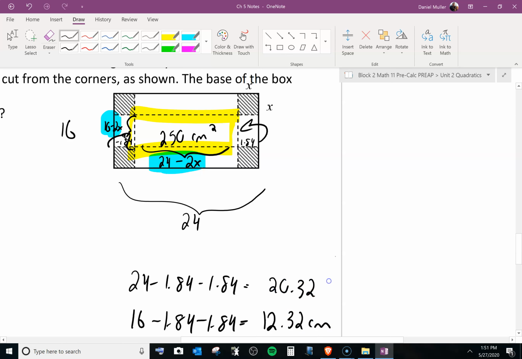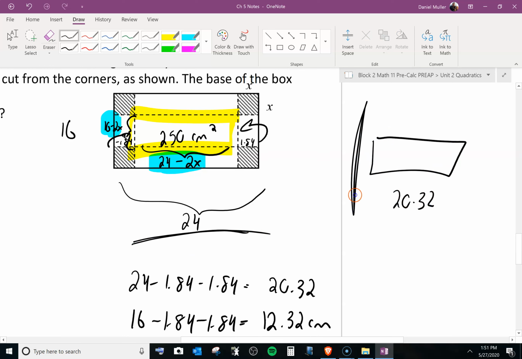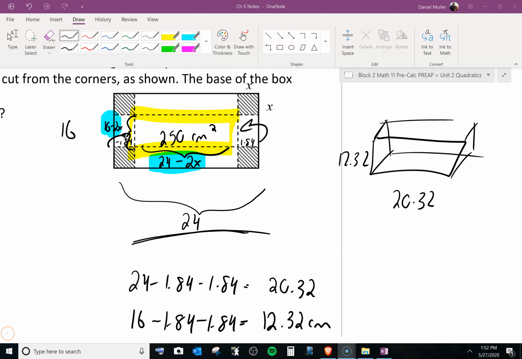So the dimensions of the box: remember this was 24, but here it's only 20.32 because we took off the sides, and this was originally 16. Now this is 12.32. So that's the size of the box. I don't know how to draw a box. Something like that, where the flaps have now come up on either side, and the back and the front and all that. So those are the dimensions of the box that we've created.